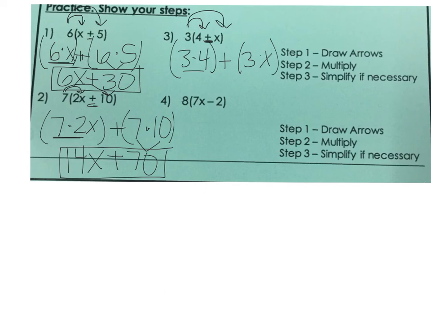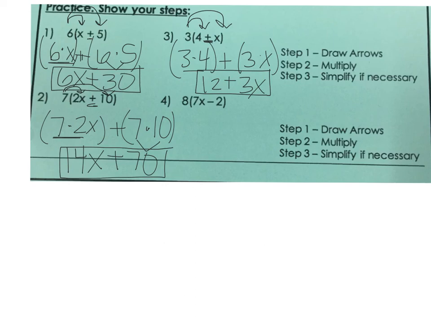So go ahead and multiply if you can. 3 times 4 is going to be 12. Bring down your plus sign. 3 and x can't be multiplied because I do not know what x is, so we're just going to keep that as 3x. These are not like terms, so we cannot simplify them or combine them. So that is my answer, 12 plus 3x.